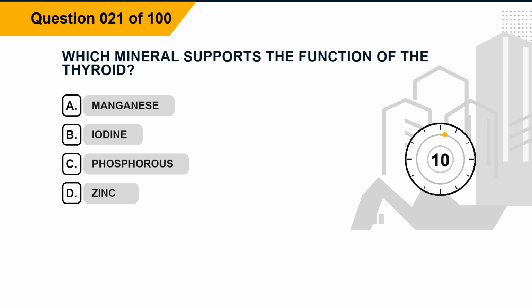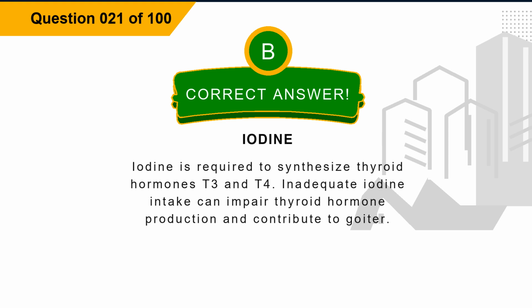Question 21. Which mineral supports the function of the thyroid? Option A, manganese. Option B, iodine. Option C, phosphorus. Option D, zinc. The correct answer is option B, iodine. Explanation: iodine is required to synthesize thyroid hormones T3 and T4. Inadequate iodine intake can impair thyroid hormone production and contribute to goiter.